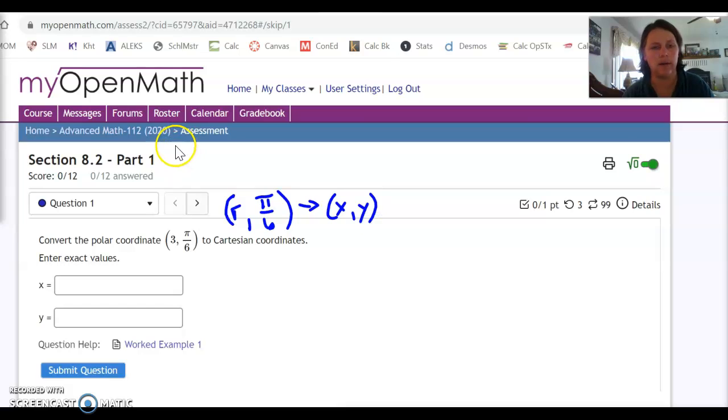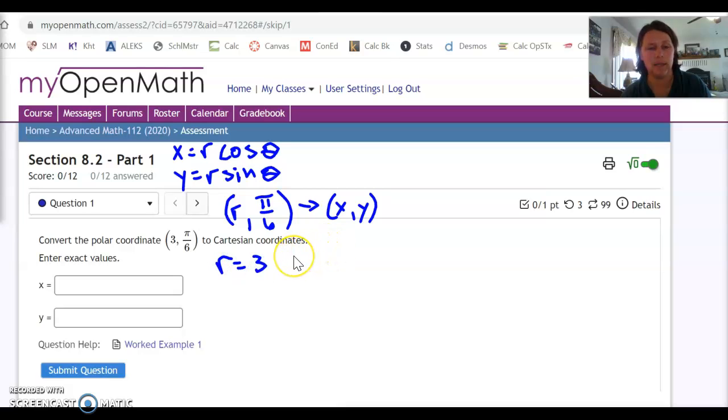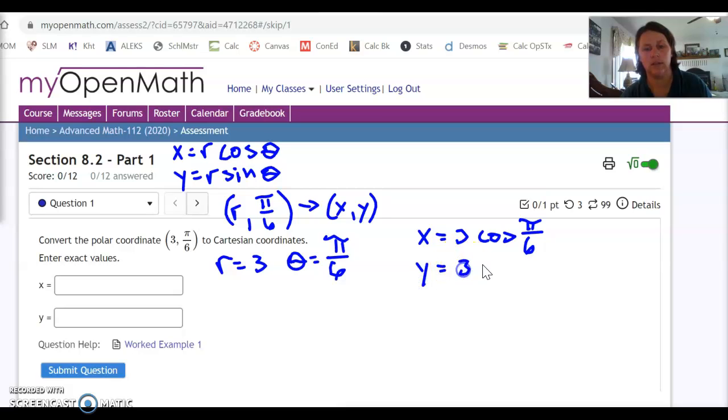So let's start off by writing our equations. We know that x equals r cosine theta and y equals r sine theta. And that's actually all that we need to go from polar to Cartesian. So if we know that r equals 3 and that theta equals pi over 6, we can plug that right into our equations. So x equals 3 cosine of pi over 6 and y equals 3 sine of pi over 6.